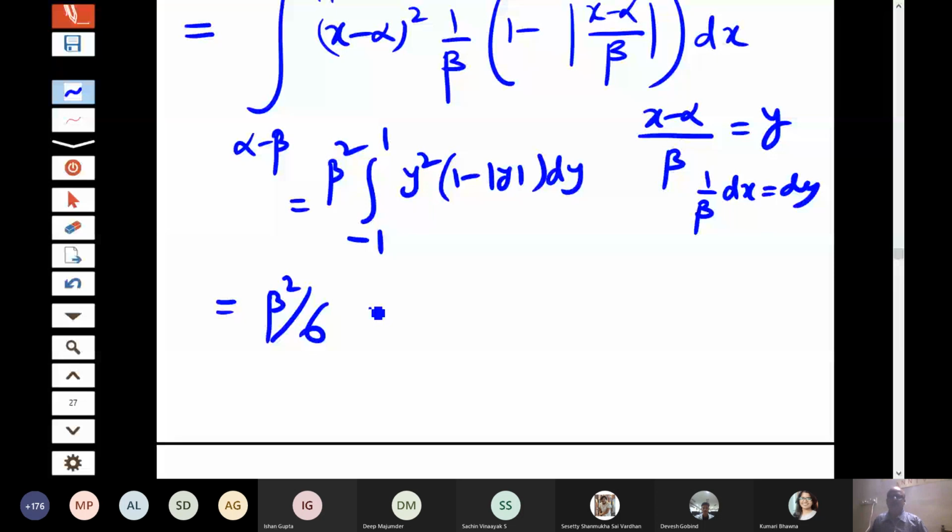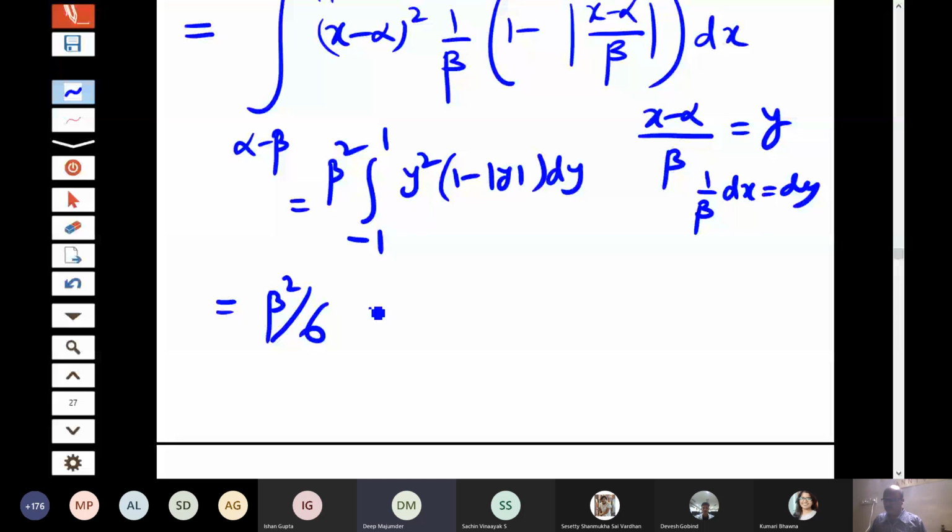I have asked you to find out the third moment because it is the measure of skewness. Can you tell me the answer without calculation? Sir, 0. Yes, sir. It will be 0.